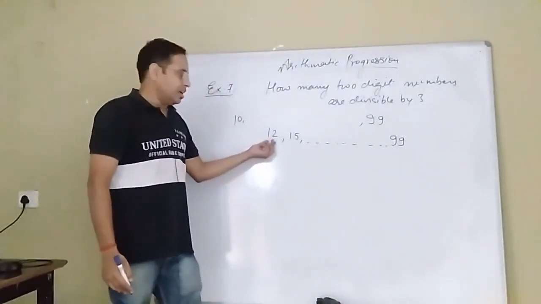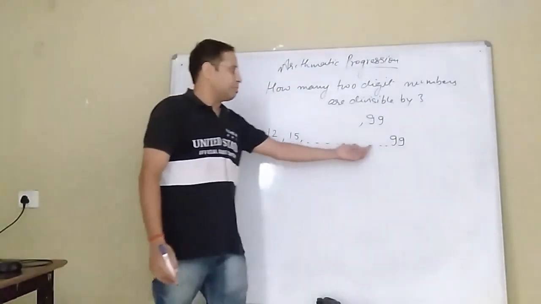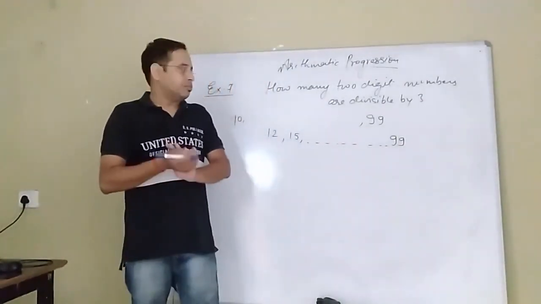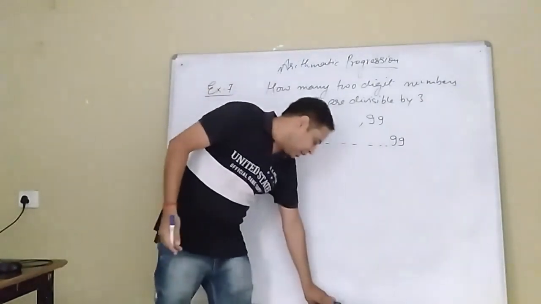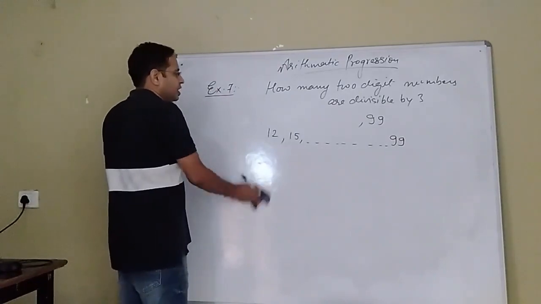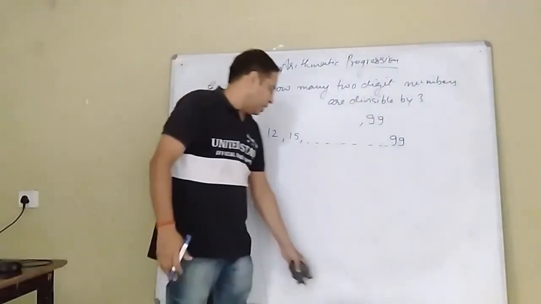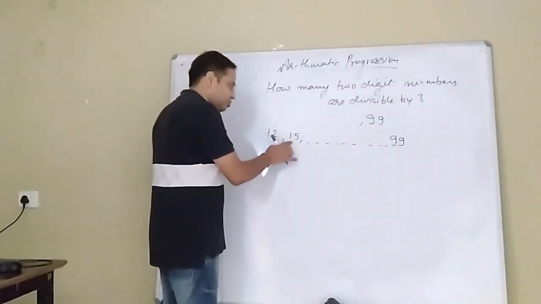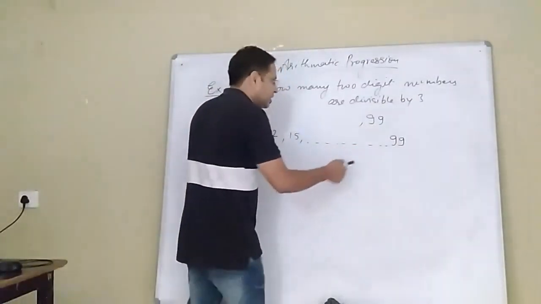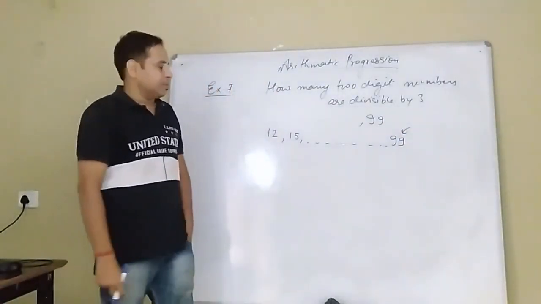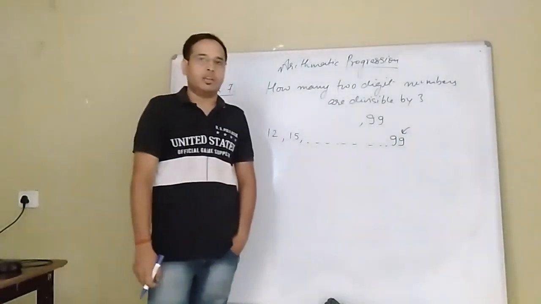What will be the first? 12, the second 15 and so on up till 99, the last 2-digit number which is divisible by 3. Now we need to find out how many numbers are there that are divisible by 3. That means we have to find n. This is the first, second, third, fourth, fifth, sixth, and this is the nth term of this AP, and we need to find out the value of n.